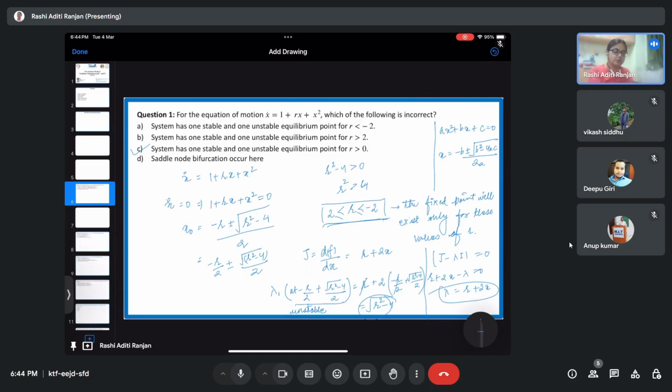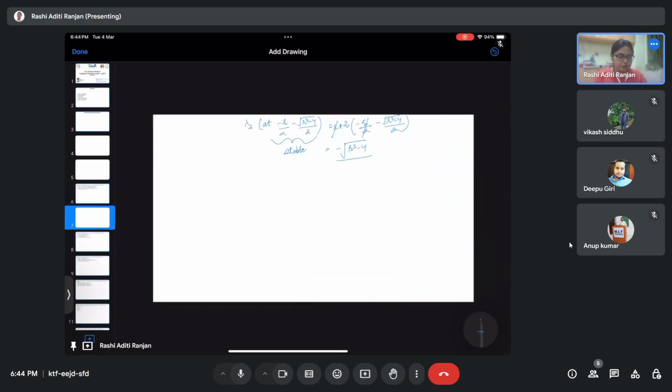And the D option is saddle node bifurcation occurs here. Yes, it is true. Saddle node bifurcation is occurring. Both are the case of saddle node bifurcation. In one case, we have two equilibrium points coming together and then disappearing. And in the second case, we have a sudden occurrence of a half stable fixed point and then further divergence of both. I hope this is clear.